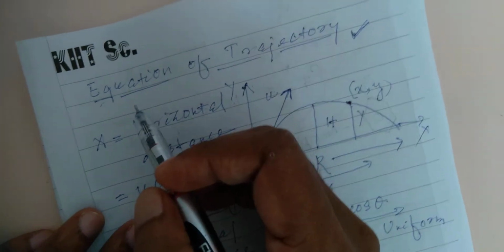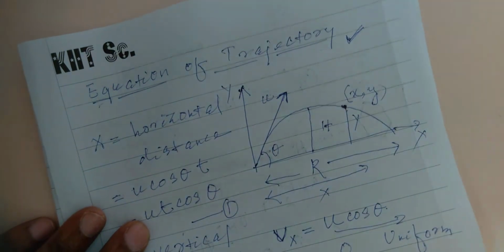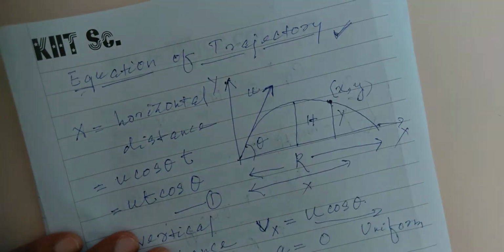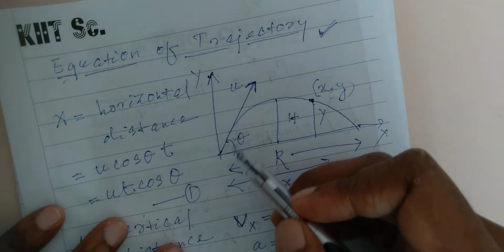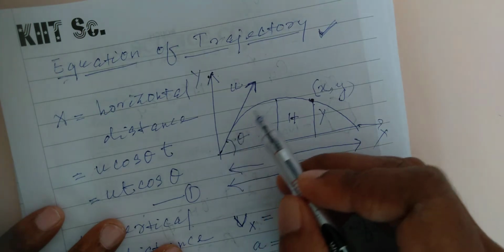So in this class we shall discuss equation of trajectory. So we have already discussed that when a projectile is thrown, it will travel in a path like this.